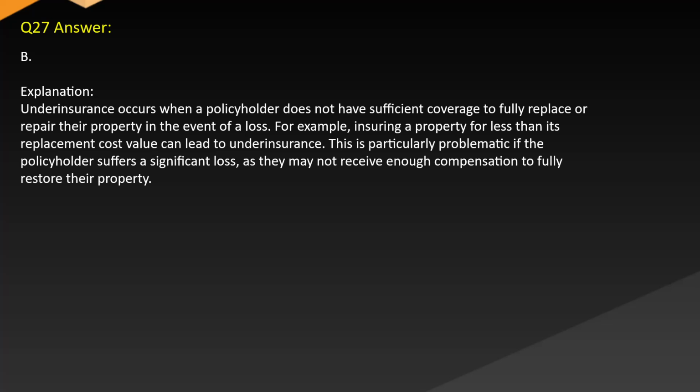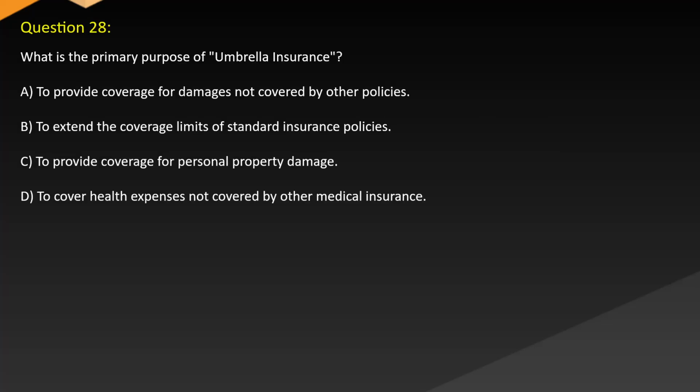Answer. B. Explanation. Underinsurance occurs when a policyholder does not have sufficient coverage to fully replace or repair their property in the event of a loss. For example, insuring a property for less than its replacement cost value can lead to underinsurance. This is particularly problematic if the policyholder suffers a significant loss, as they may not receive enough compensation to fully restore their property.